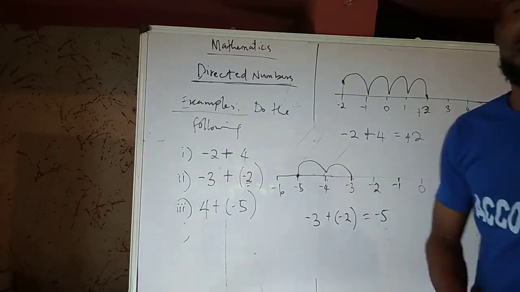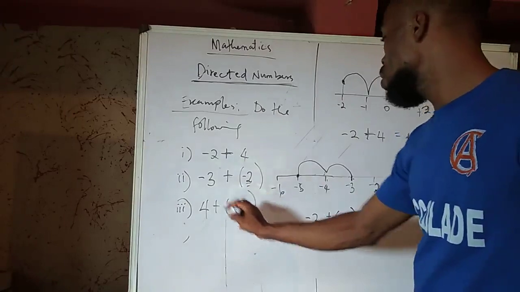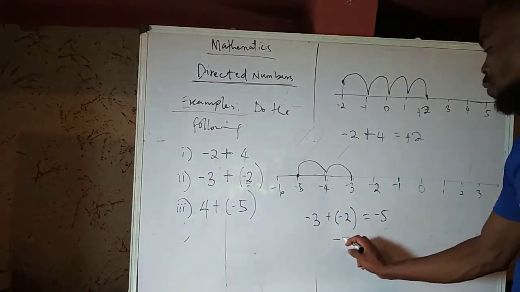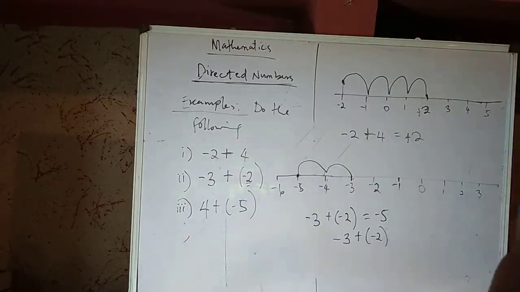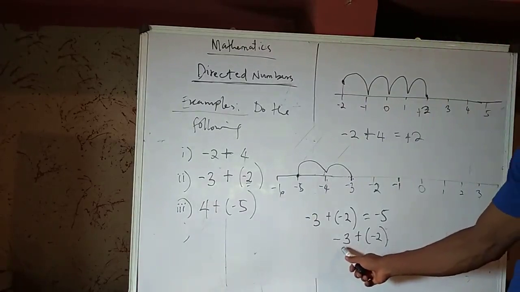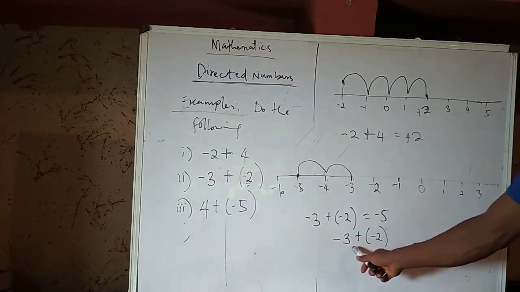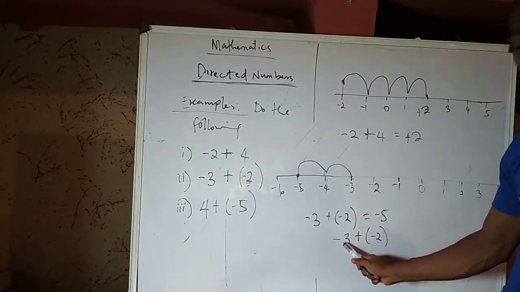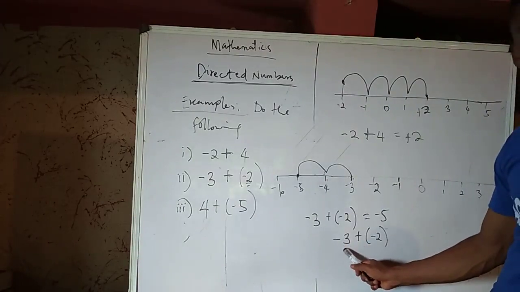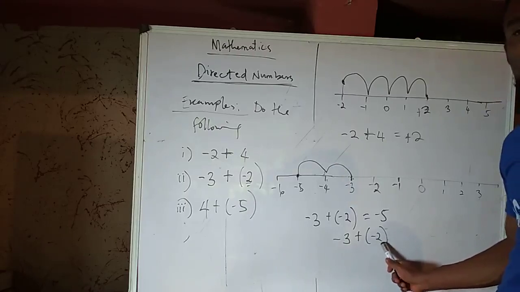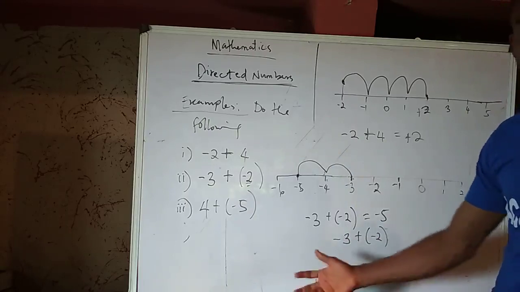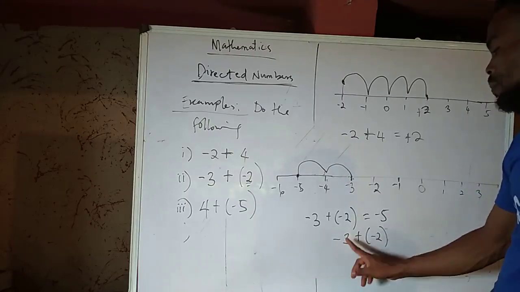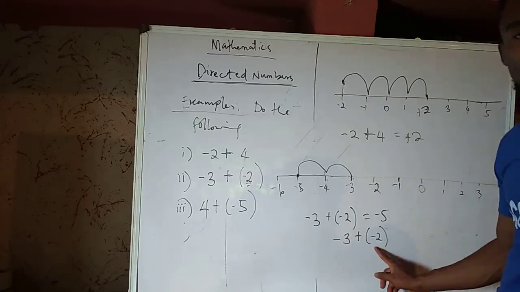Okay, let's look at it another way. Remember I said that we should always look at the negative as what you owe, and the positive as what you have. Good. So let's say you owe 3 apples to your brother, and then you owe 2 apples to your sister. Both are negative, so they mean what you owe. So minus 3 plus minus 2.